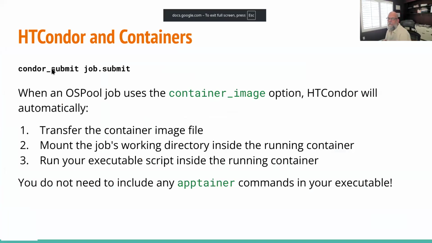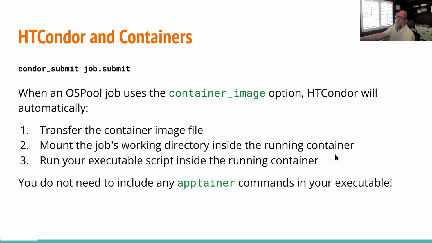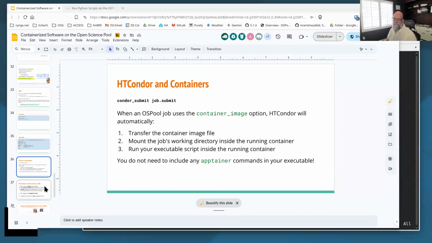So we'll look here again, condor_submit. When an OSPool job uses the container image option, it will automatically transfer the container image and mount the job's working directory. So again, we don't have the home directory, but we do have the current working directory. And so if you do file transfers or anything like that, it will still be available inside the container. And then it runs your executable in the container. So don't do apptainer run or anything like that.